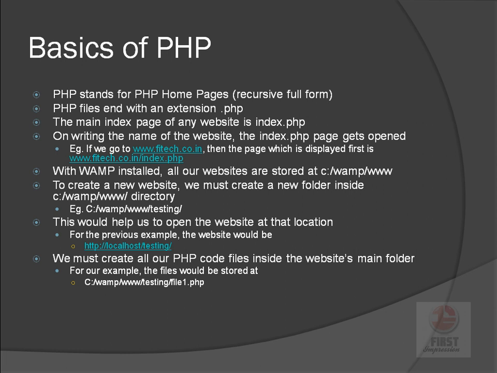We must create all our PHP code inside the website's main folder. For example, the files should be stored at C drive/WAMP/www/testing/file1.php. How do we access this? We'll access it by going to http://localhost/testing/file1.php, where testing is the website name, followed by /file1.php.